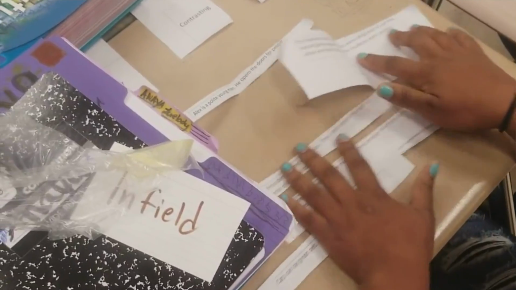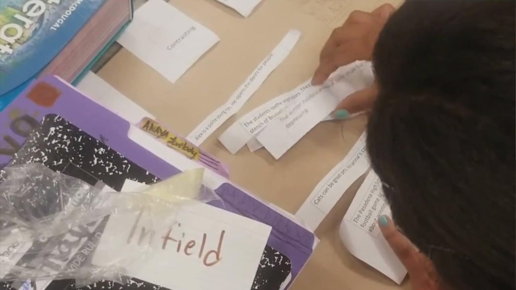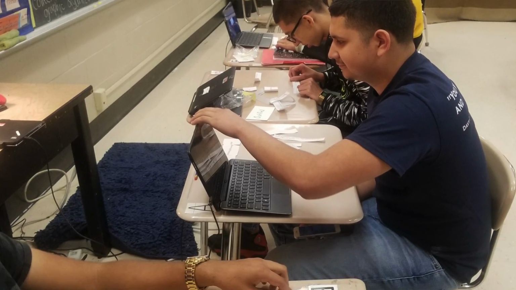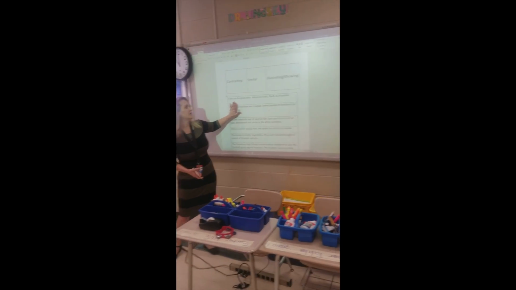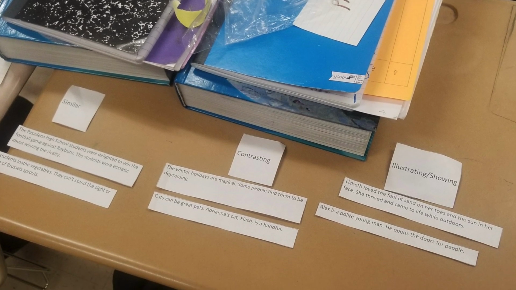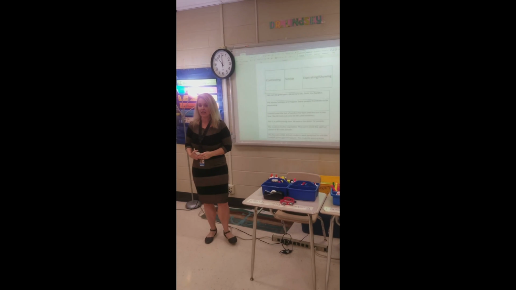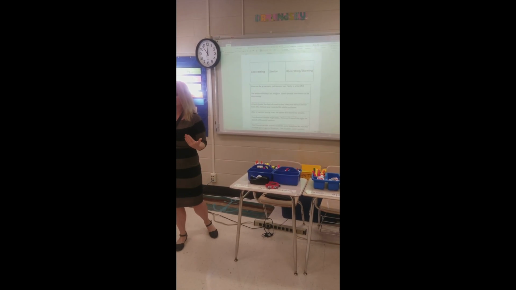So we started off with a warm-up where they did a card sort, and it was a hands-on manipulative type activity to get them to compare sentences in different categories just to get their brains fired up. So your job is going to be to categorize these sentences underneath the corresponding heading. So if it is contrasting, what does it mean when sentences are contrasting each other?